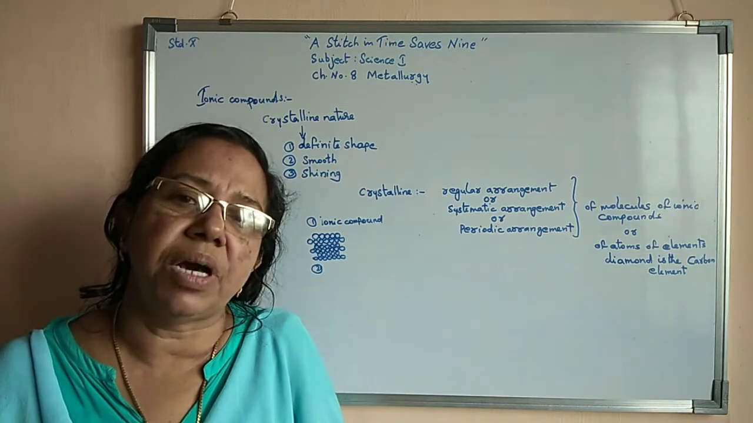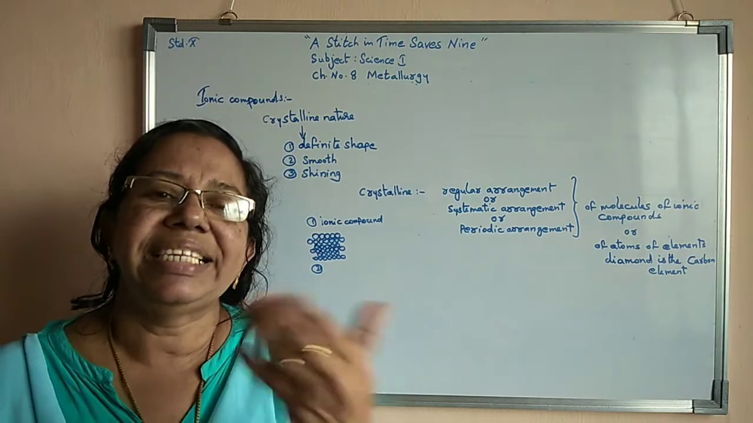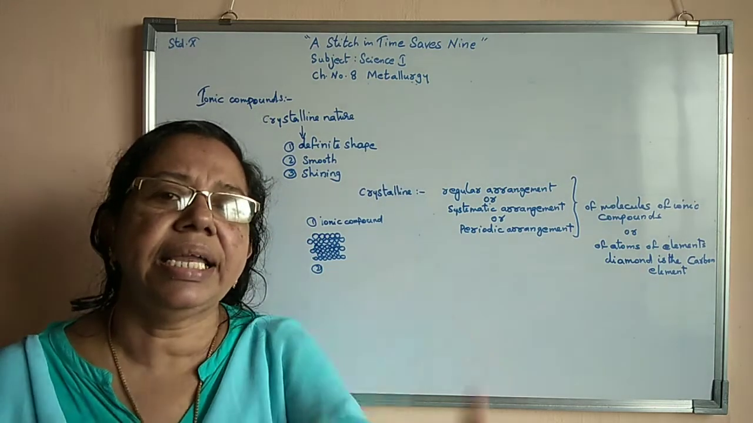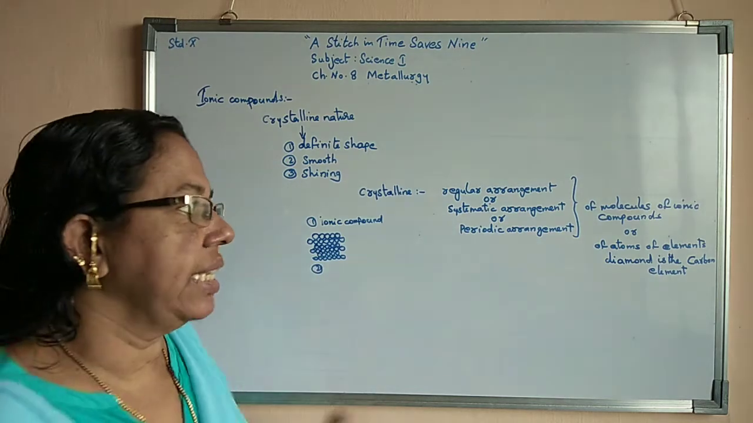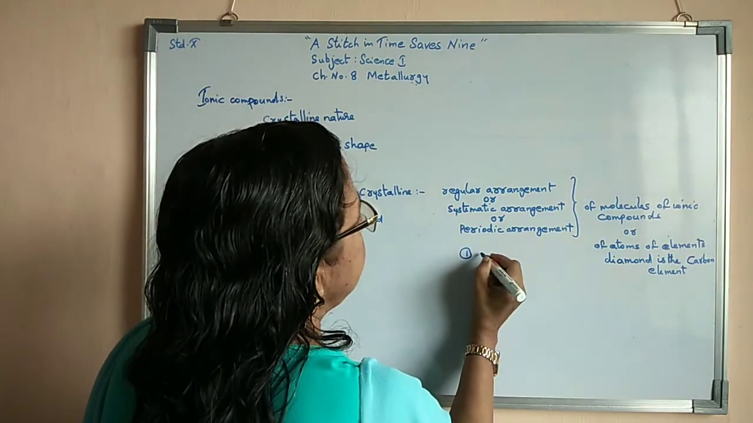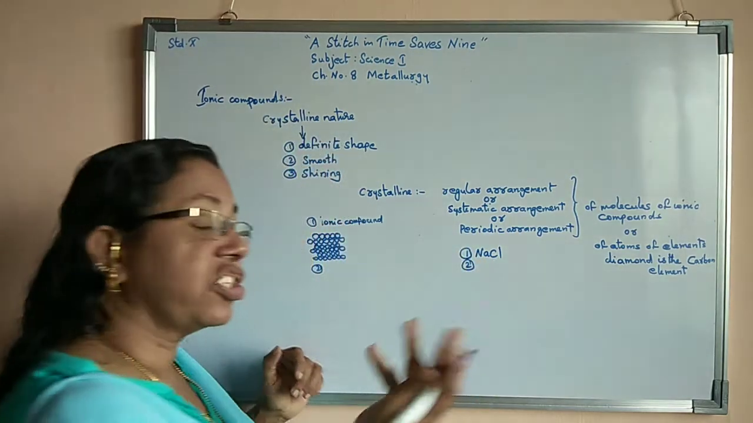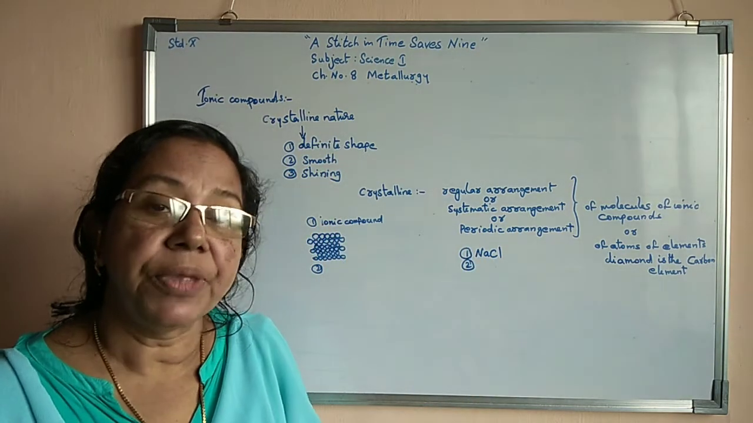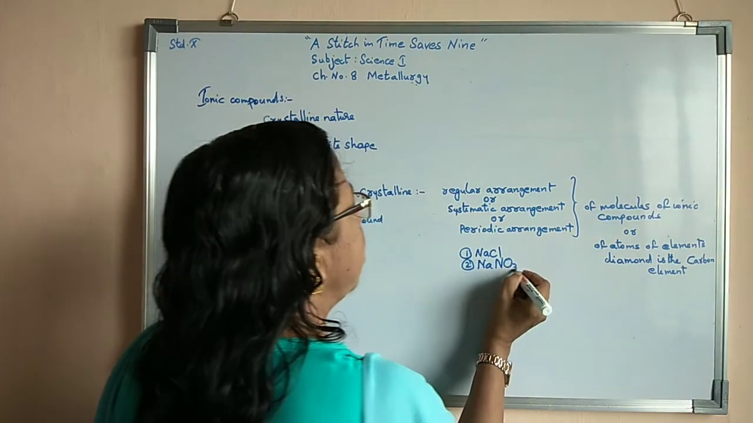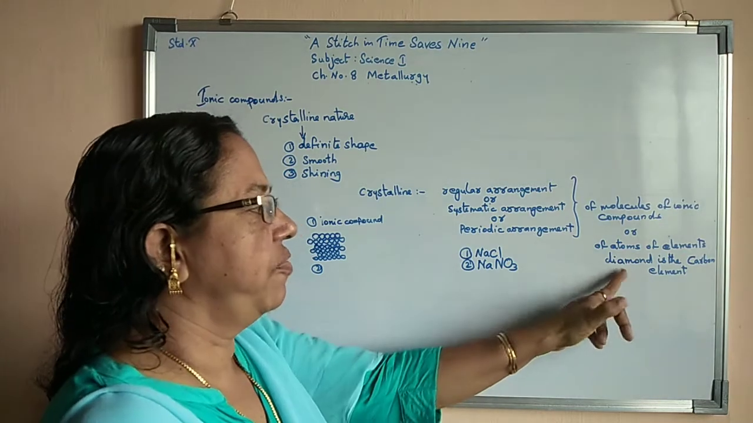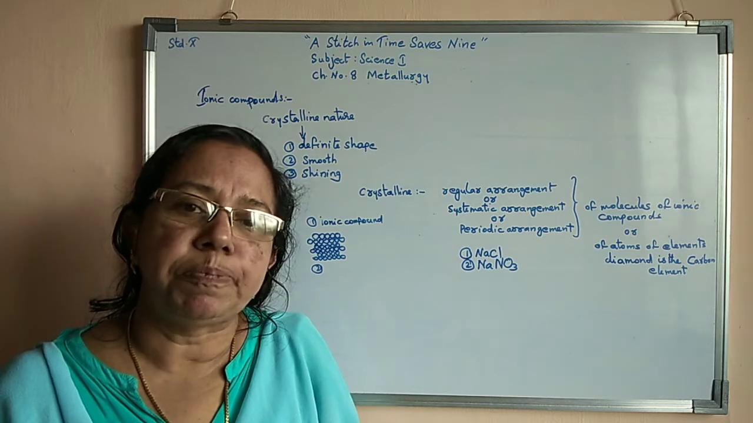That salt is an example of an ionic compound. That is an example of a crystal. So we can say crystalline table salt or crystalline sodium chloride. Then other salts we can also mention, that is potassium chloride, and again sodium nitrate. These are all examples of crystalline structures. Like that, different salts are available.